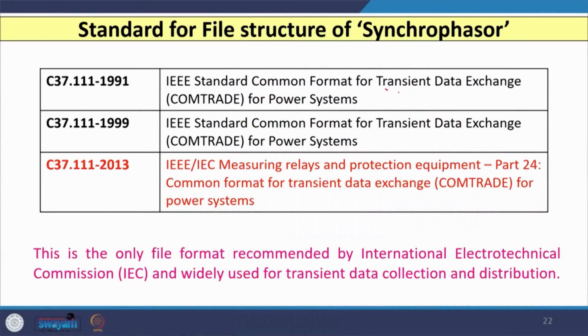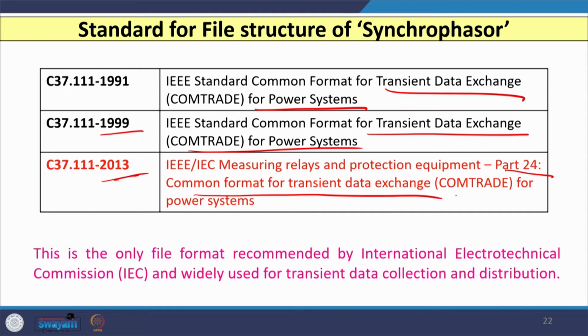Now, let us see what are the standards related to the file structure of synchrophasors. Initially in 1991, the C37.111 standard was given by IEEE, and this is for transient data exchange for power systems, basically COMTRADE. Then it was amended in 1999, again as the format for transient data exchange for power systems, and it was amended again in 2013, and then it became Part 24, the common format for transient data exchange for power systems.